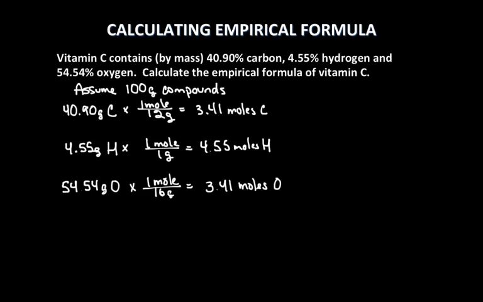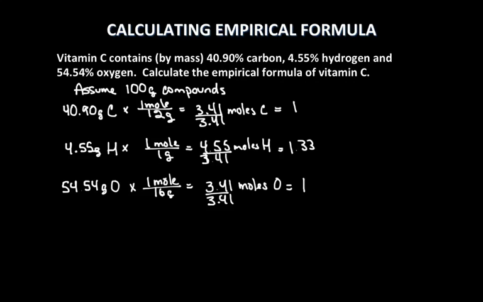Right. Now, the empirical formula is the lowest whole number ratio of all the elements in the compound. So to get that ratio, the first thing we want to do is divide by the smallest number of moles we have, which is 3.41 in this problem. So we divide everything by 3.41, and that gives us 1 mole of carbon. That will give us 1.33 moles of hydrogen, and it will give us 1 mole of oxygen.